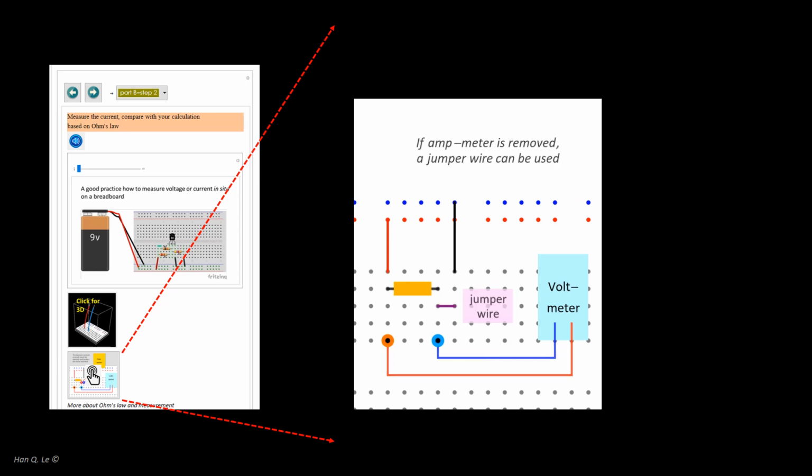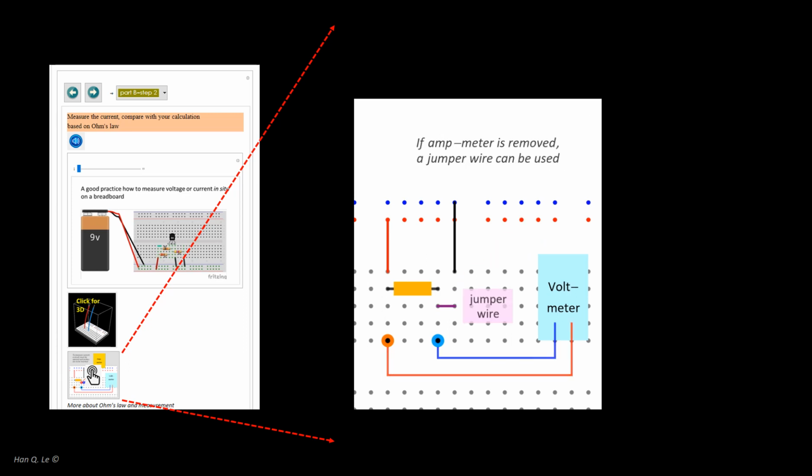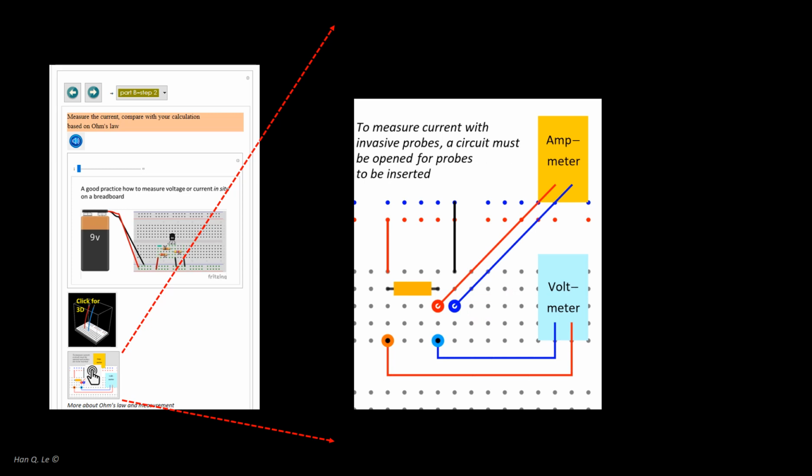Observe the 2 alternate views back and forth, showing how the jumper wire can be put on and taken off for current measurement. The ammeter we have is not of the magnetic inductive type and a circuit path must be broken open to insert the probe. For voltage measurement, the probes can be left alone as shown.